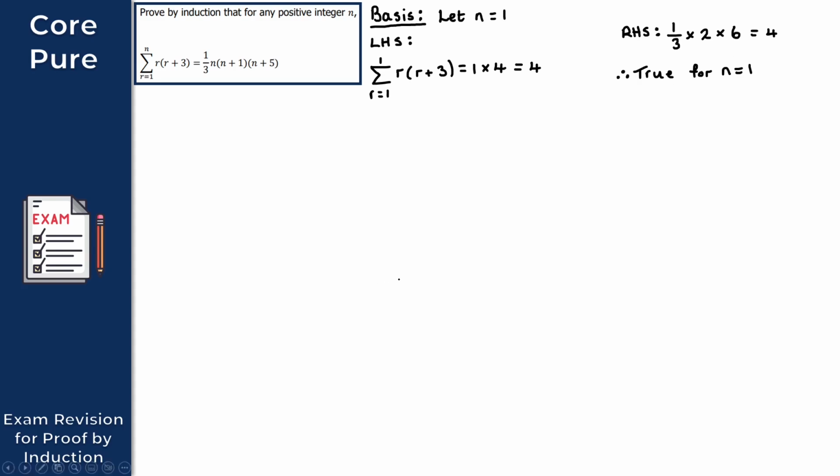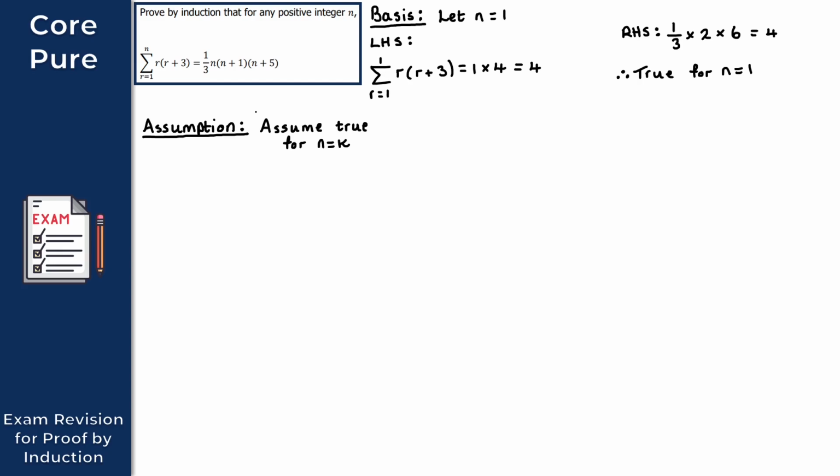We now move on to the assumption step here. So for the assumption step then, what we say now then, let me just highlight this here, just to make it clear, is we assume that this result here is true for n equals k. So assume true for n equals k.